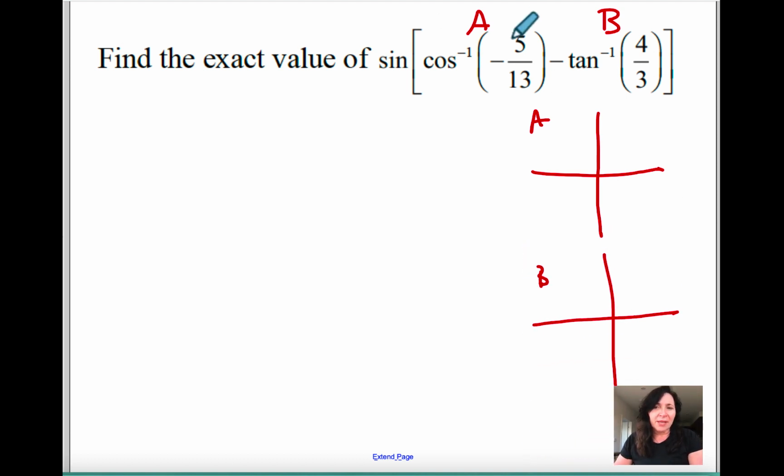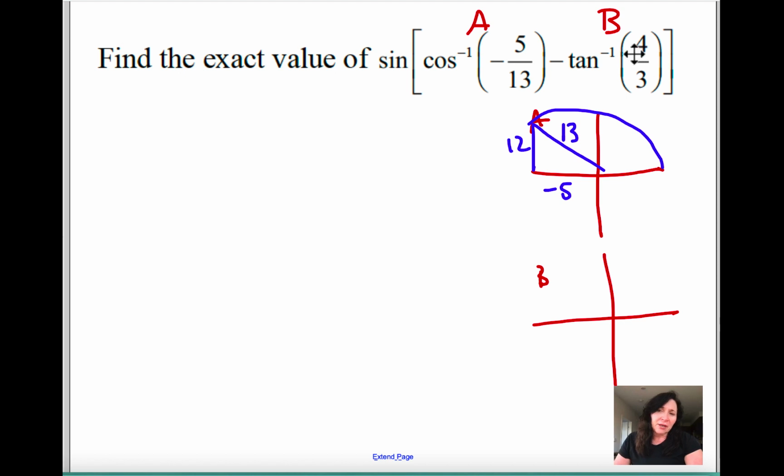And so what's happening here is cosine of A, that's A. Where is it? We have restricted domains. Where is cosine? Negative 5 over 13. Cosine is negative in the second quadrant. That's where I'm at, right there. Cosine is adjacent over hypotenuse. Also note to self, this is a Pythagorean triple, 5, 12, 13.